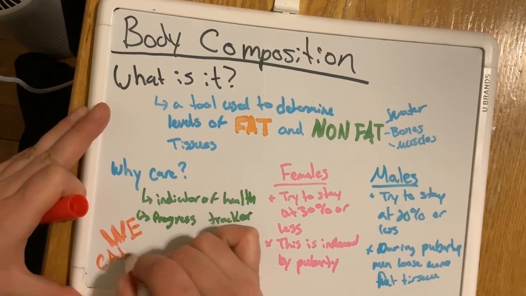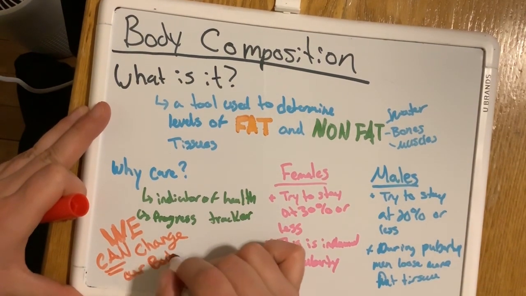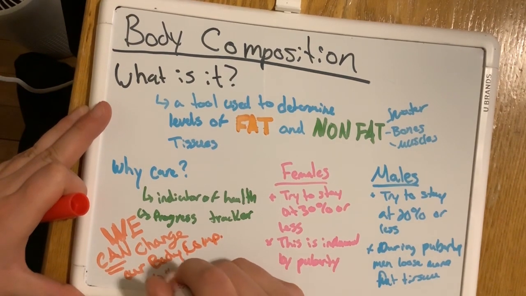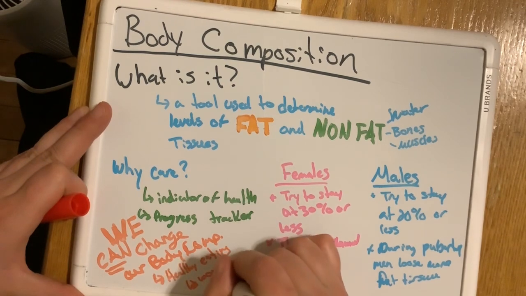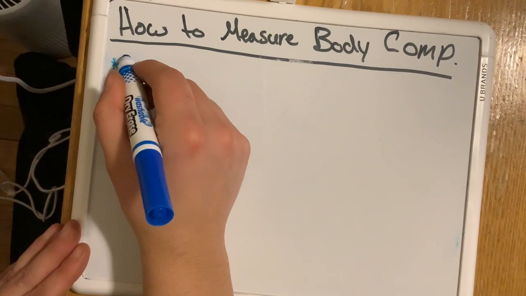Now, if you have more than 30% as a female, say, you can change your body composition. Body composition is something that fluctuates for us at different stages of our life, but also we can change it from our day-to-day based on what we eat and how we exercise.